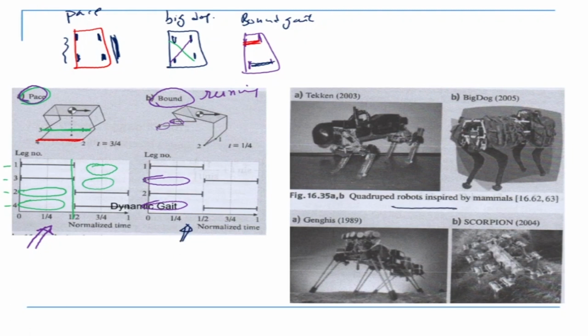Now these are different kinds of robots that have been built for a very long time. Quadruped robots inspired by mammals. Big dog is probably the best, and these are the corresponding gait diagrams for the robots. So please draw the gait for the big dog. If you draw the gait for the big dog, it will turn out something like this. It is diagonal legs which are moving. So it will be almost similar to this.